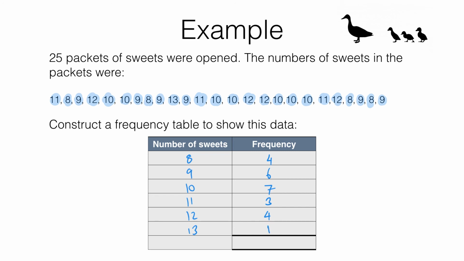So we've constructed a frequency table, and remember we were told that we were looking at 25 packets of sweets. So if we've done this correctly, these numbers here should add up to 25, and if you test that out, you'll find that they do.